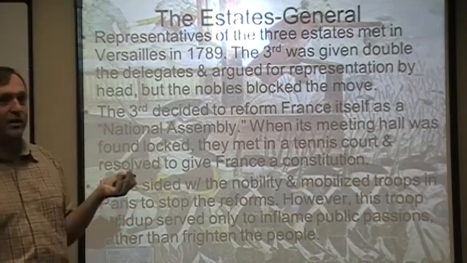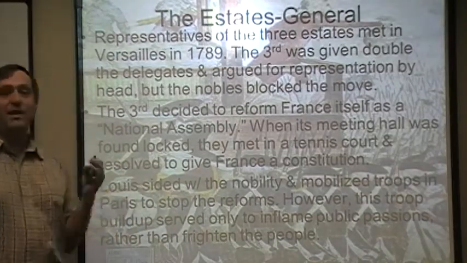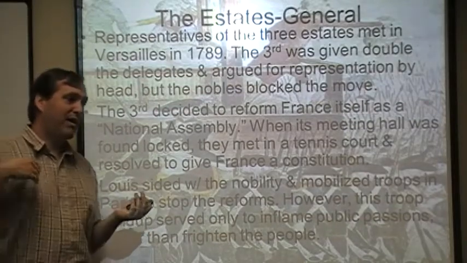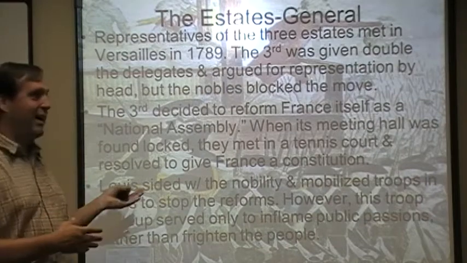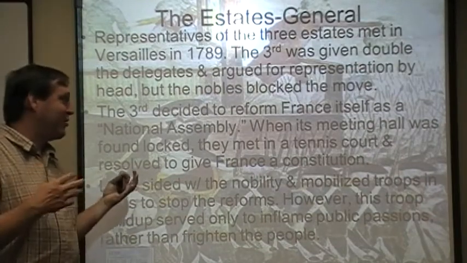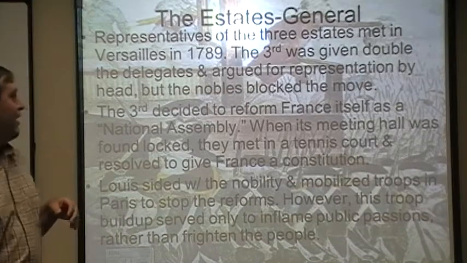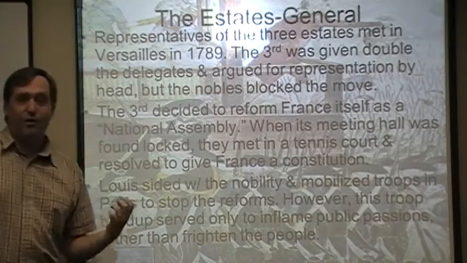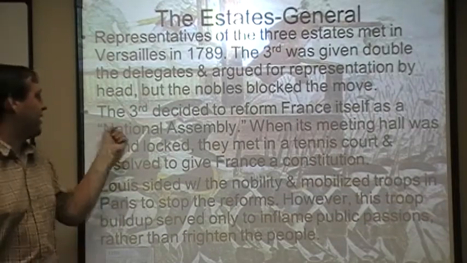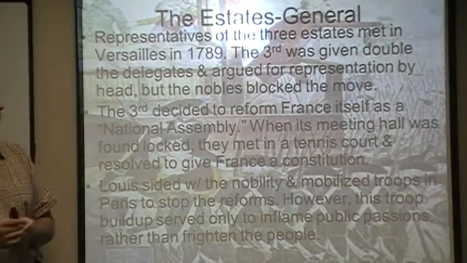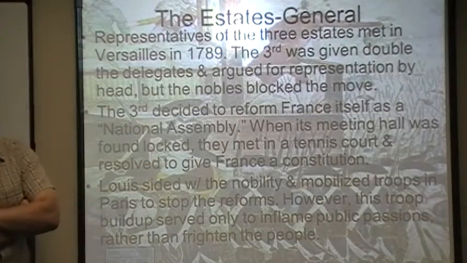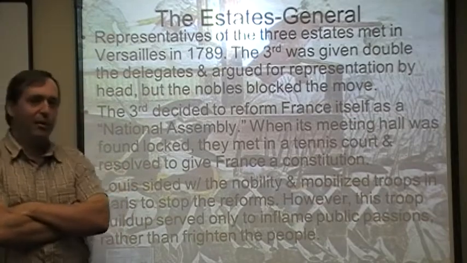So the nobles were the ones that really blocked the move, and they made sure that the clergy voted with them because, for the most part, the clergy were the nobles. This is how you got into the church, into high positions of the church. You came from one of the noble families, and so, all right. The third decided to reform France itself, and they began meeting just amongst themselves, and they referred to themselves as the National Assembly. They began holding these meetings all on their own, and they began coming up with, what are all these Enlightenment kind of reforms that we can put into place?